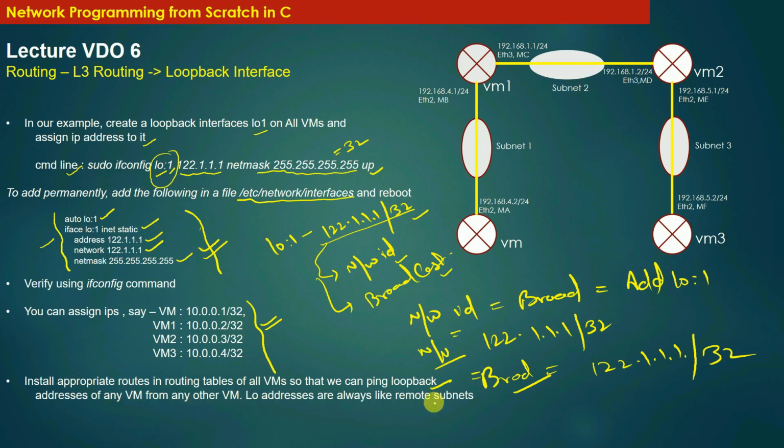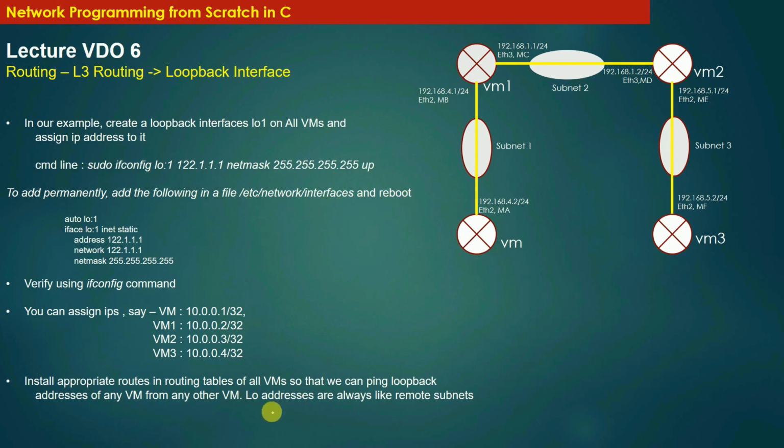Loopback addresses are always like remote subnets, right? Let me clarify what we mean by loopback interfaces always being like remote subnets. For machine VM0, the loopback IP addresses of machines VM1, VM2 and VM3 are all remote subnets. Similarly, for machine VM1, the loopback IP addresses of machines VM0, VM2 and VM3 are remote subnets. And this is true for virtual machine VM2 as well as VM3.